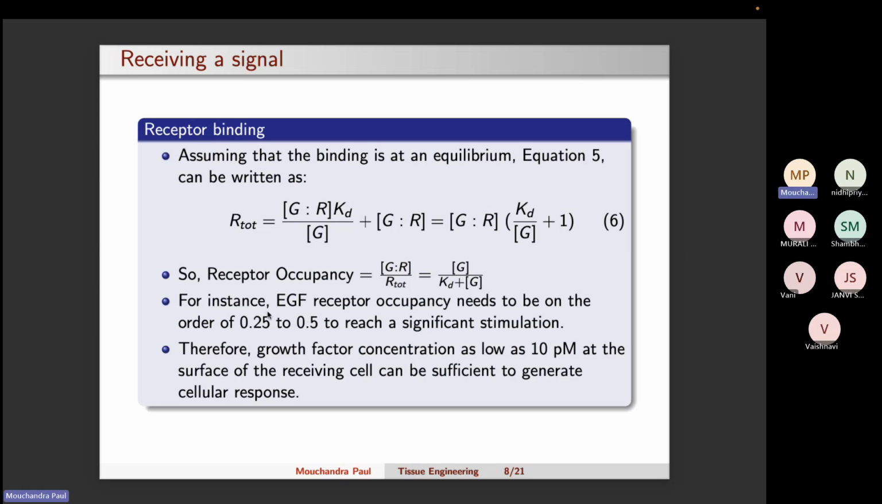Now people have experimentally obtained the values of the receptor occupancy. This receptor occupancy is nothing but a fraction, so you can understand that. For the receptor of EGF, epidermal growth factor, this EGF receptor needs an occupancy of 0.25 or 0.5, that is 25% or 50% occupancy, for significant stimulation, meaning for signal propagation. If 25% or 50% of these EGF receptors are not occupied, then the target cell will not respond to the incoming signal. So this is an example for EGF receptors.